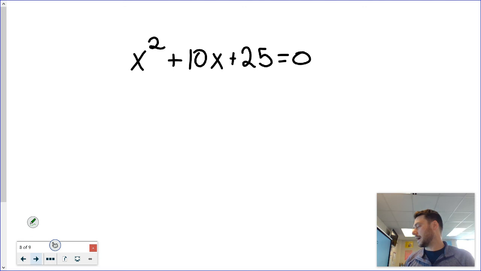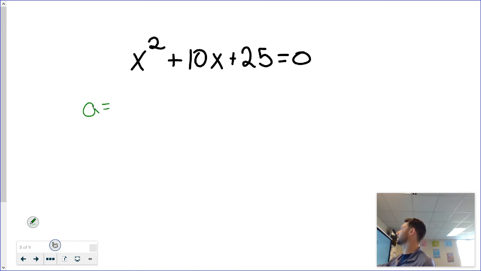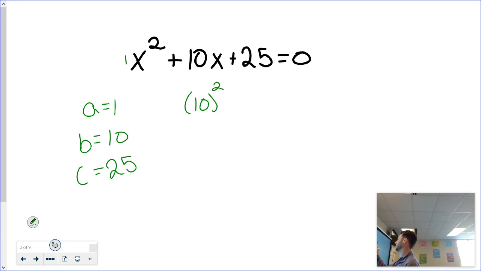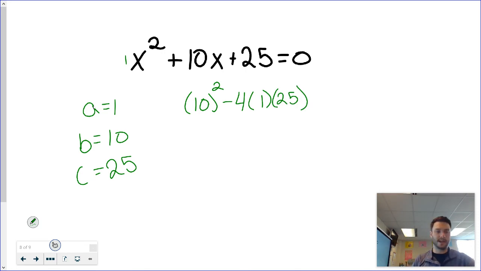There's another thing that can happen. Okay, let's try this guy. If I did this, we could run through, and my A here is 1, my B is 10, and my C is 25. Okay. So if I go through B squared minus 4AC, I'll do 10 squared minus 4 times 1 times 25. Okay. What do I get?